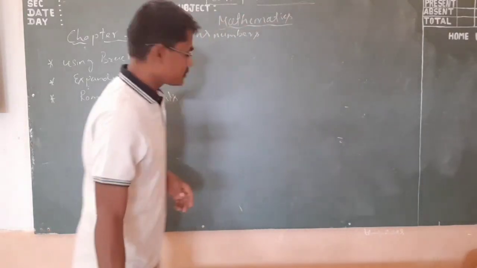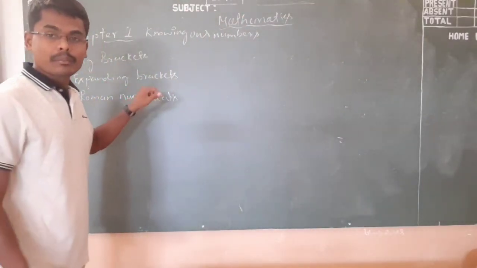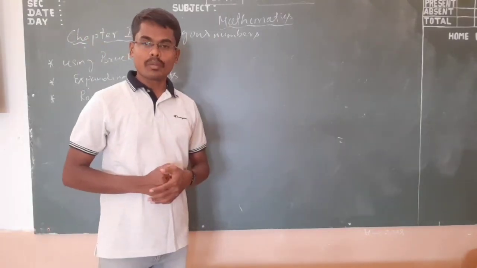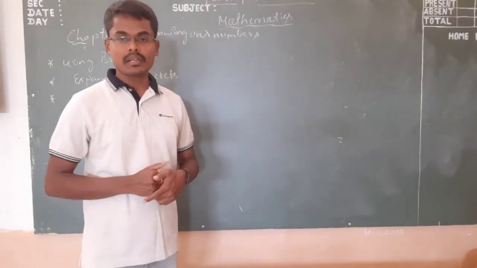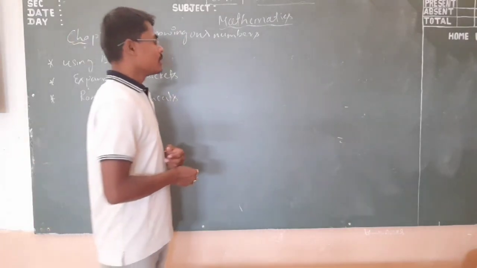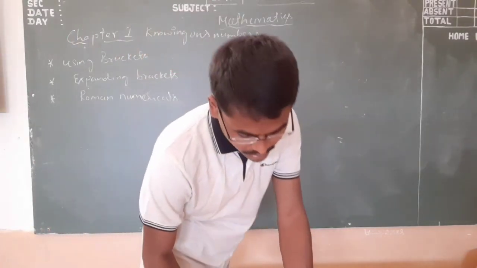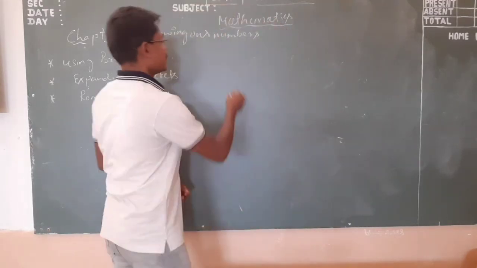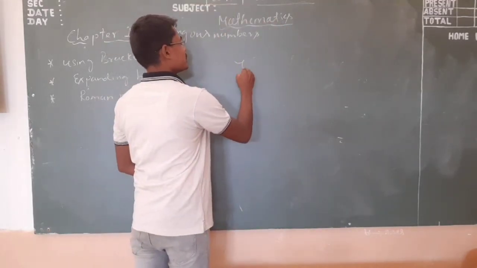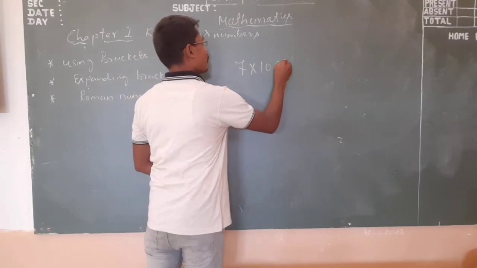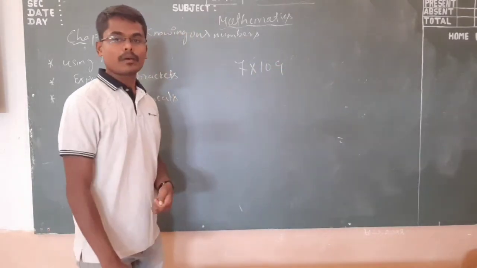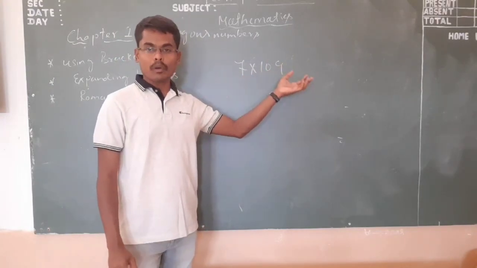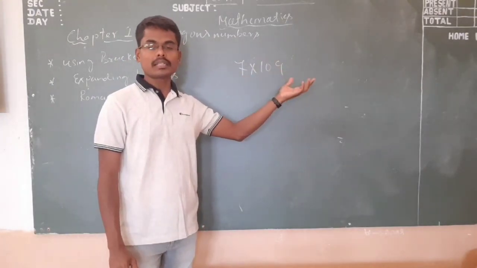The next one, expanding brackets. What is the use of the expansion of the brackets, and how are we going to expand the brackets? Now in your textbook they have given some examples. They consider a number like this, 7 into 109. You can multiply, you will get the product. Definitely you will get the answer.